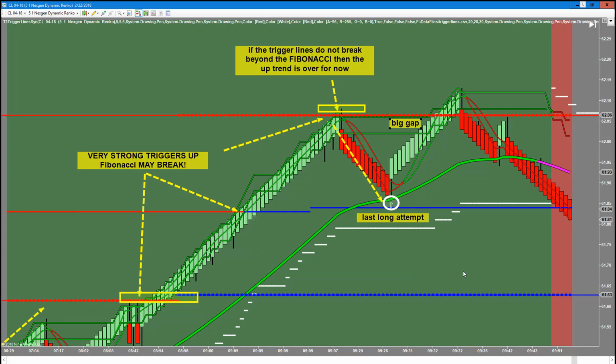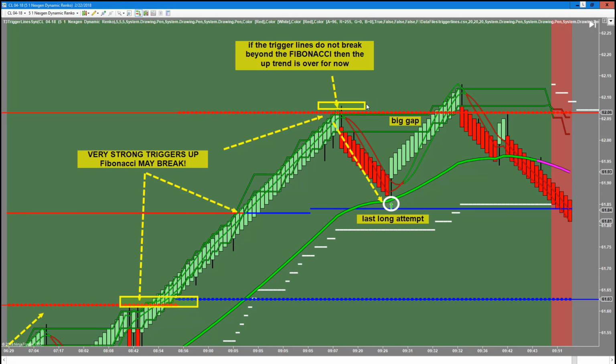Now, I want to introduce another concept that happens a lot at Fibonacci areas. It's what we call a pivot stop out.